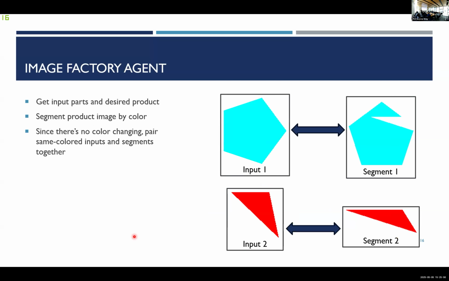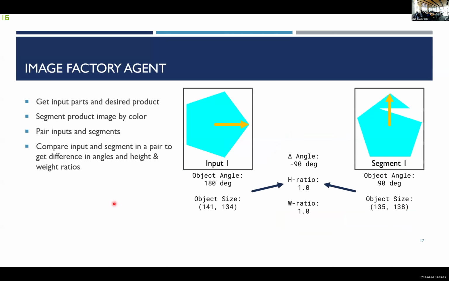And then because it knows that there's no color changing, and actually this is not exactly hard coded in, it can actually read the property of the particular task, and all these tasks happen to have that set to be false. But it does understand that the task doesn't have this possibility, and so it can immediately match, oh, I see this as a cyan input part and a cyan segment. Those two are going to be together somehow. I have to figure out how, but those two are going to be how I get from one to the other.